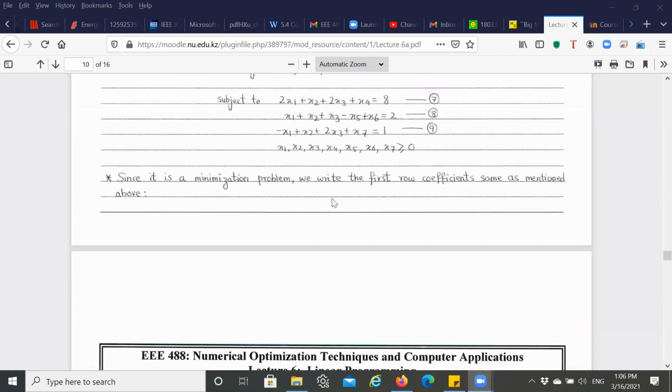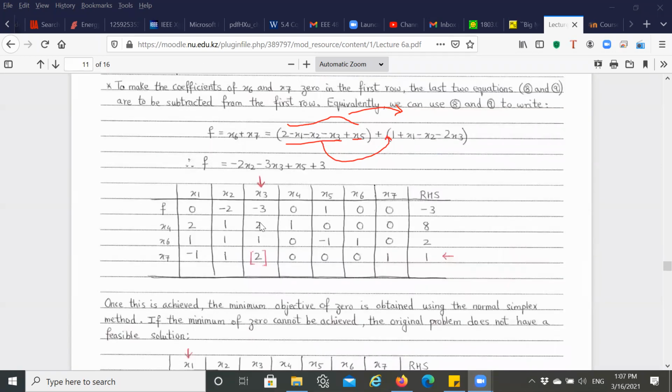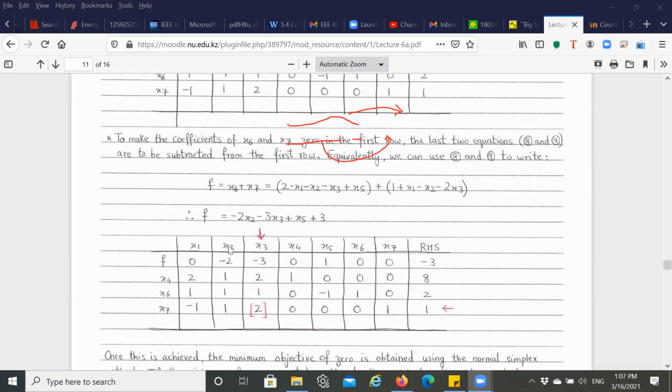So I have written x6 on the left-hand side, and everything else I take to the right-hand side. And again, for x7, I take this whole thing to the right-hand side. When I replace x6 and x7 in the table, this is what I would get, the coefficients. So my F function would be modified, and I would get minus x2, minus x3, plus x5, plus 3.